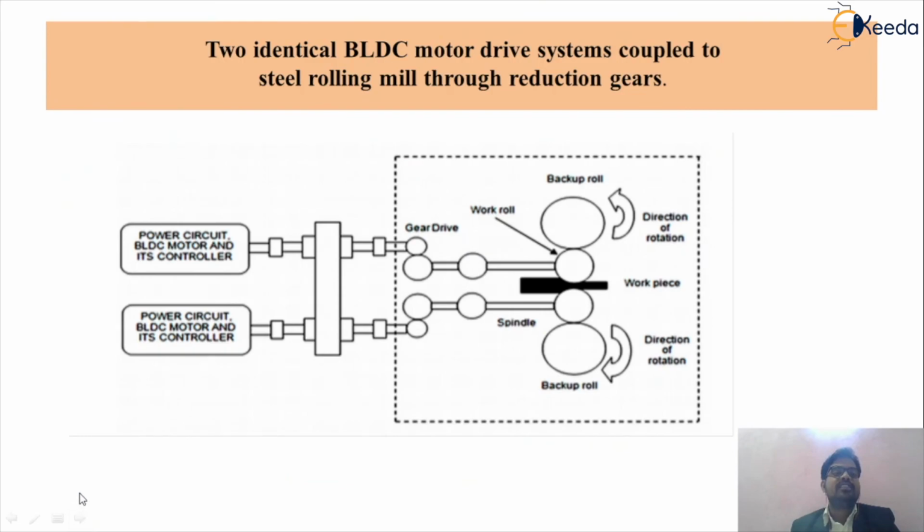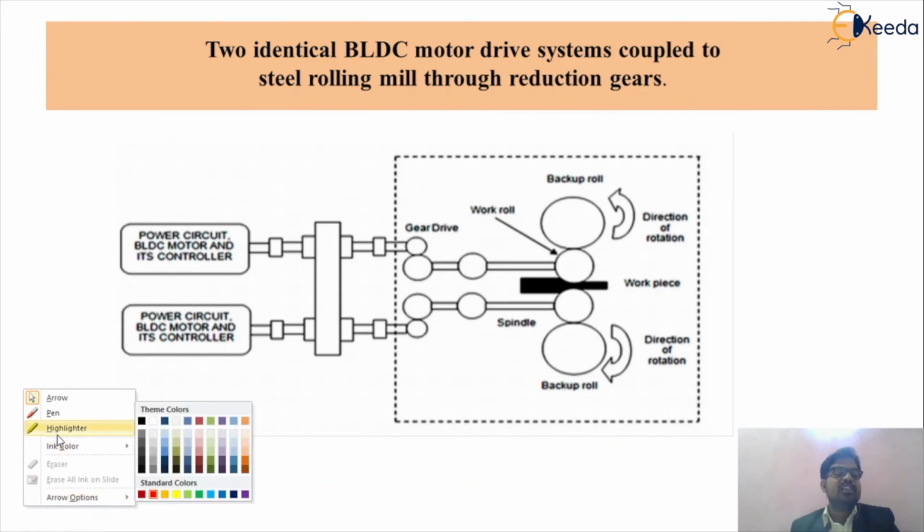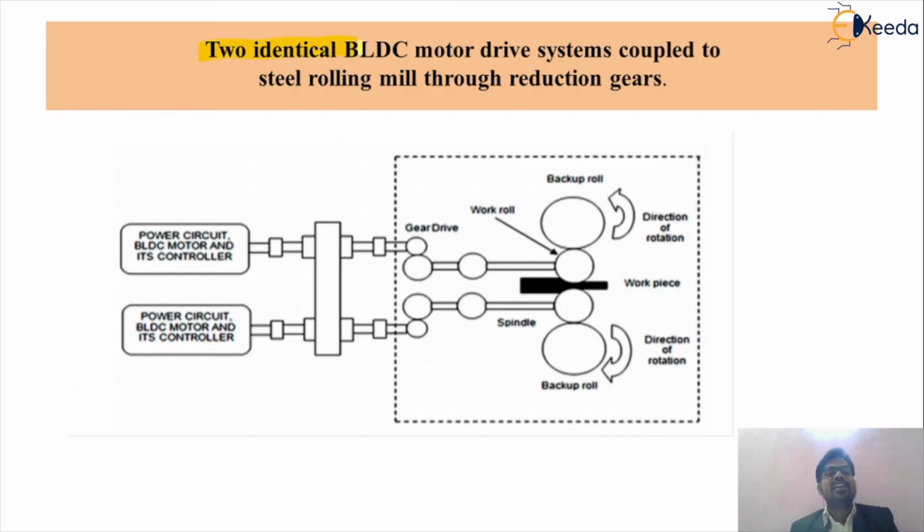So now friends, we can understand where we can use this BLDC motor drive. Here is the identical BLDC motor drive system coupled to the steel rolling mills through the reduction gear. This is the actual diagram by which we can use the two BLDC motors. So friends, these are the power circuit of the BLDC motor and its controller. So this is the BLDC drive actually. This BLDC drive is coupled basically to a reduction gear system. This is the actual mechanism, the reduction gear system, by which we can connect this BLDC motor to two different types of the hot rolling mill.